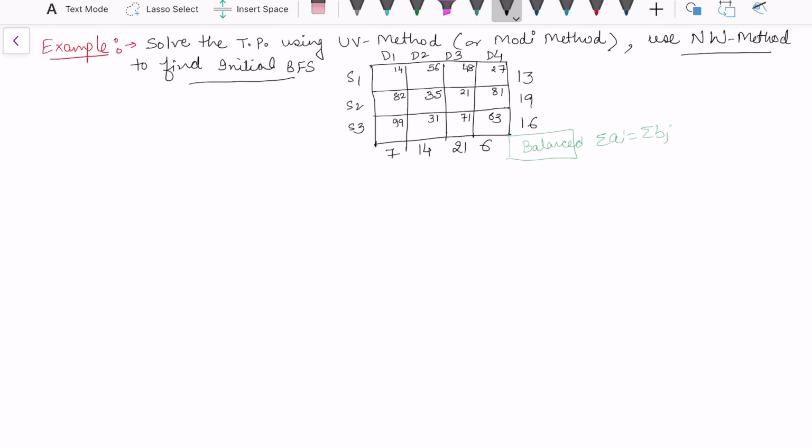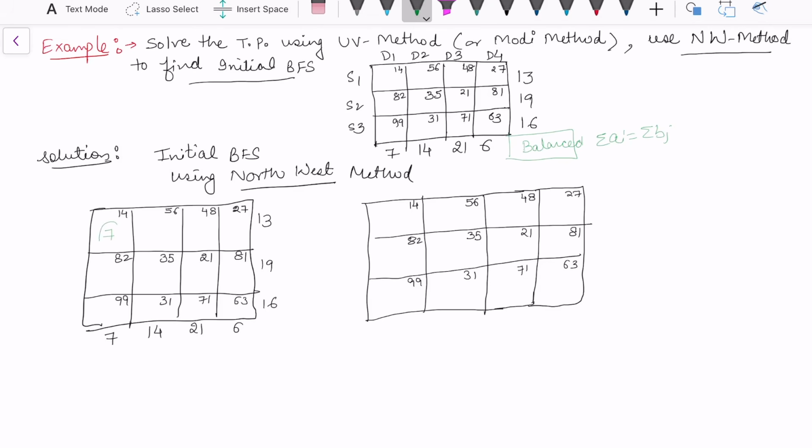Now, to find the solution of this problem for initial BFS using the northwest method, minimum of 7 and 13 will go here. So 7 unit will go here. That means this particular one is exhausted, and here I am left with the quantity 6. And then I move to the next cell. When I move to the next cell, I get a 6 here. So this whole row is exhausted, and here we are left with 8.